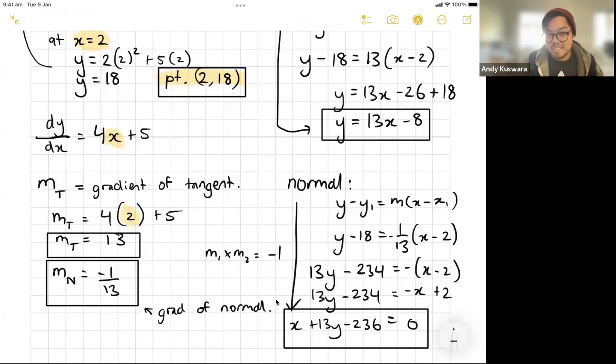A lot to take in, kind of messy example. Hopefully that makes a little bit of sense. Note my working out. I think it's helpful to have a good, strong, structured set of working out.